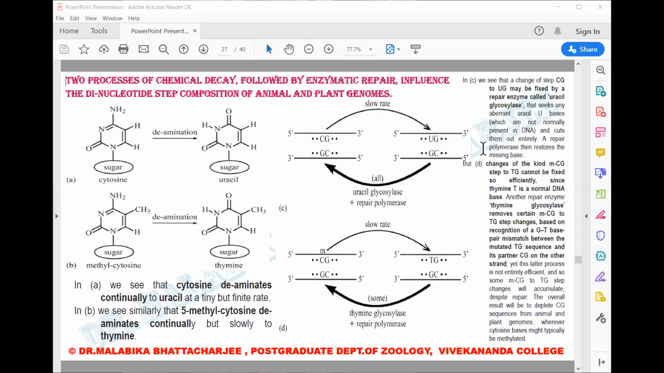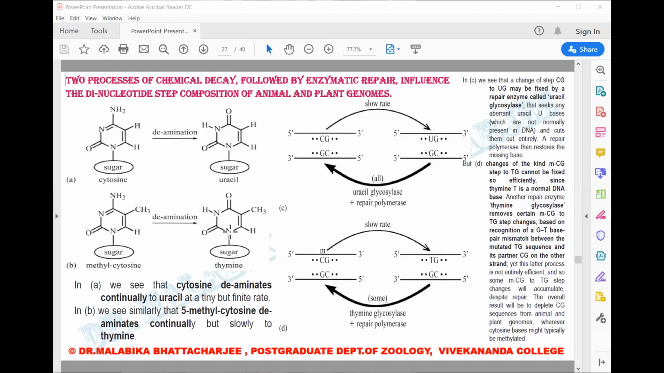Okay, so as I was saying, now we are at the end of the methylation topic, and here you can see there are two bases. One is the cytosine base, which at times gets spontaneously deaminated to produce uracil. Now, uracil is not a normal base of DNA. And if we look at methyl cytosine, you can see that methyl cytosine is spontaneously deaminated to give thymine.